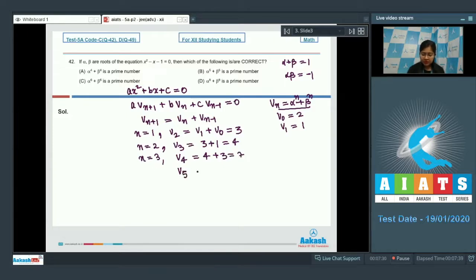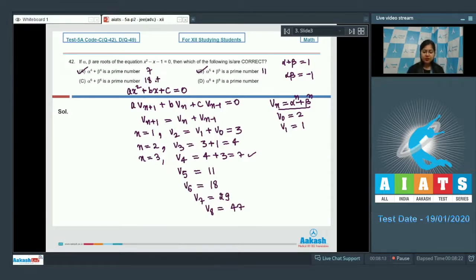Similarly, we find V5 is equal to 7 plus 4, that is 11. V6 is equal to 11 plus 7, that is 18. V7 is equal to 18 plus 11, that is 29. Similarly, V8 will be equal to 29 plus 18, that is 47. Now, in option A, we need alpha 4 plus beta 4, that is V4, that is 7. That is definitely a prime number, so this is correct. Alpha 5 plus beta 5 is 11, that is also a prime number, correct. Similarly, here we have 18, which is not a prime number.